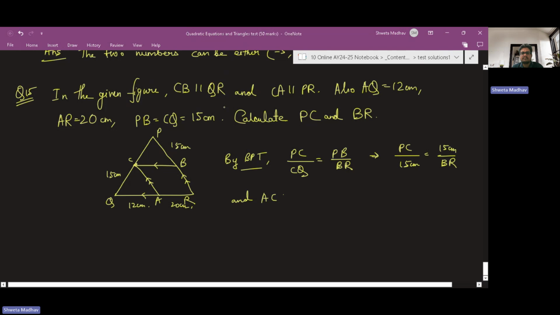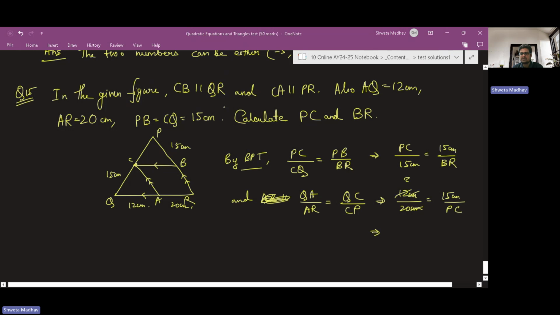And similarly, I can see that CA is parallel to PR. So by the basic proportionality theorem, QA by AR is equal to QC by CP. So QA, that is 12 centimeter, divided by 20 centimeter, is equal to QC, that is 15 centimeter, divided by PC. So here the centimeters will get cancelled.